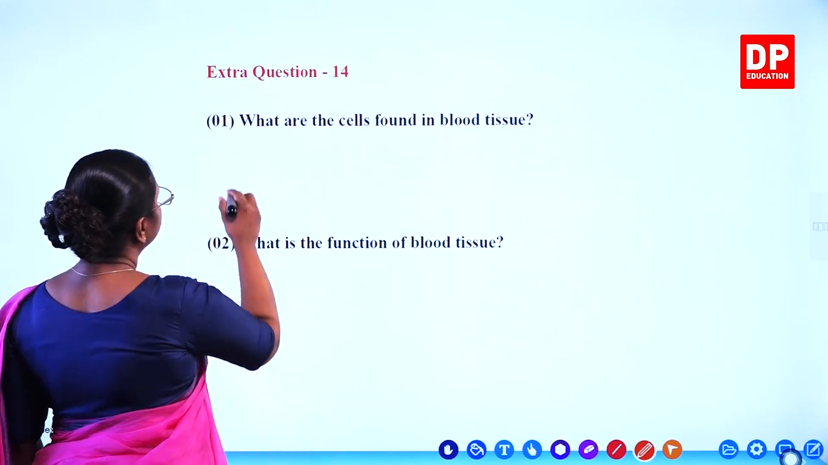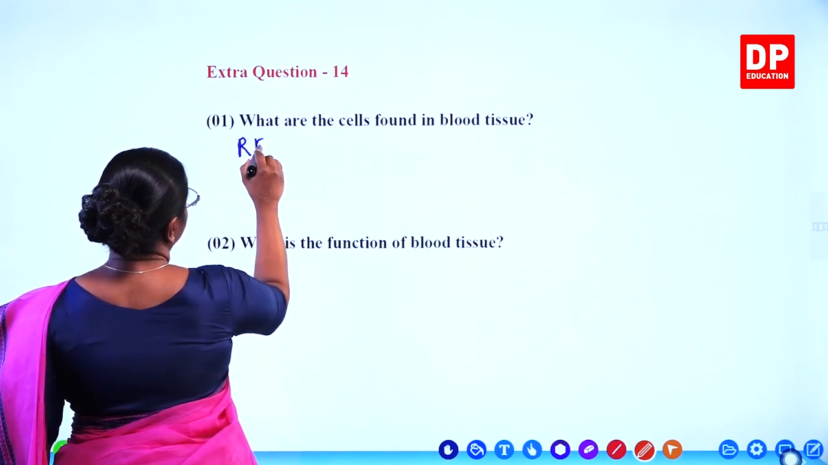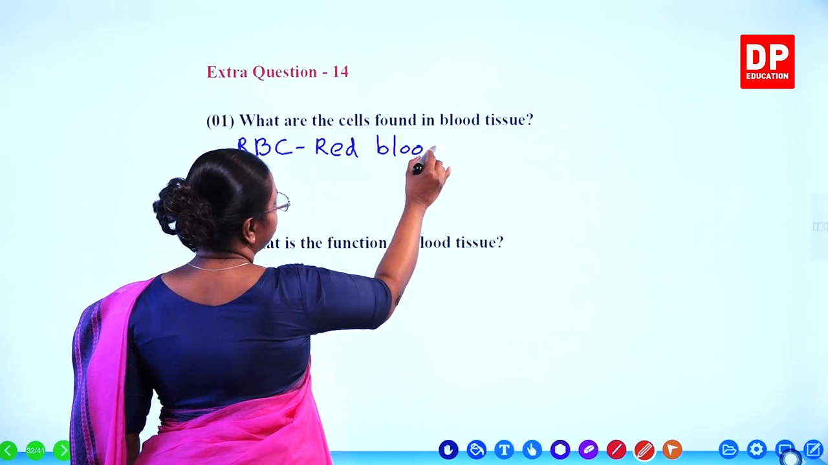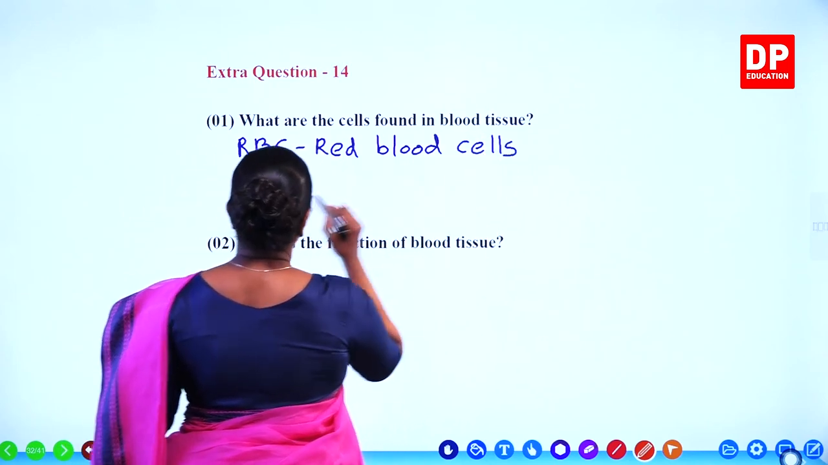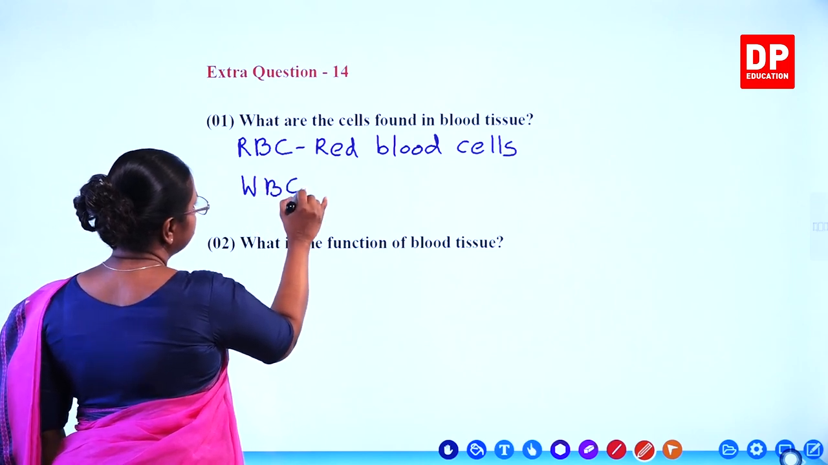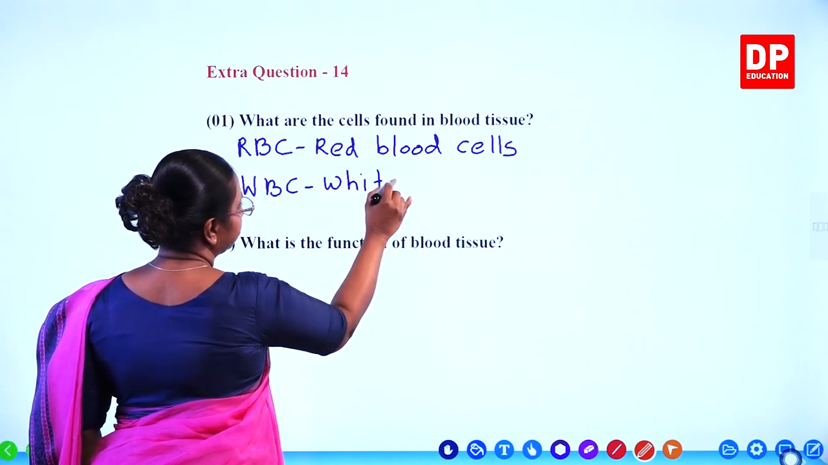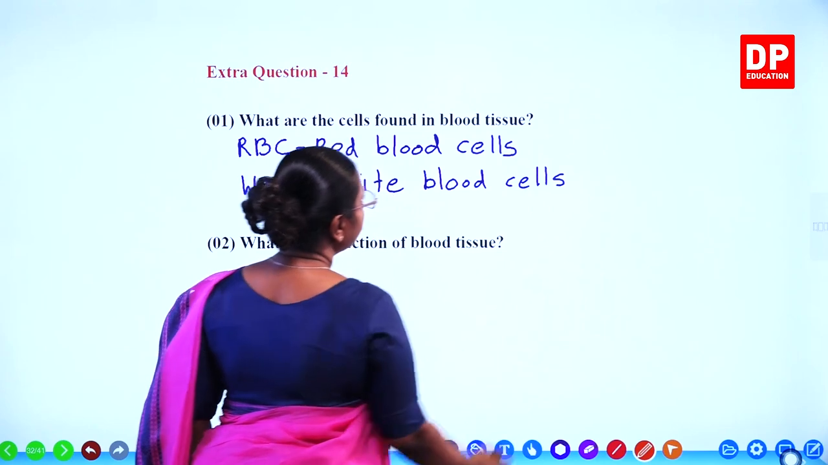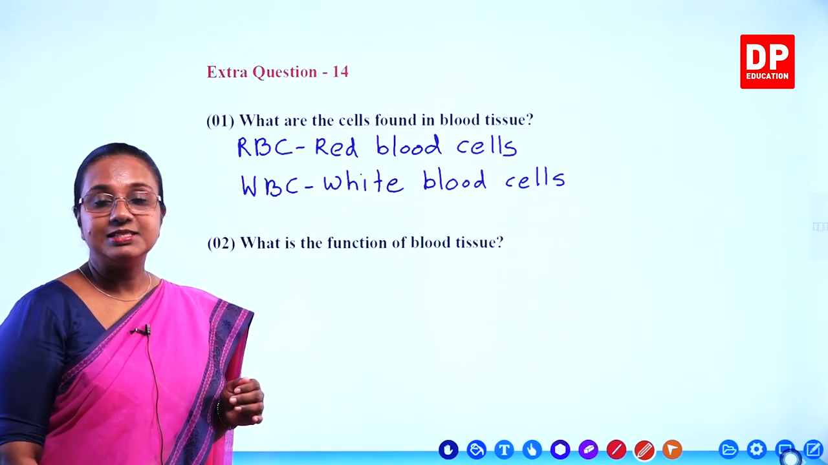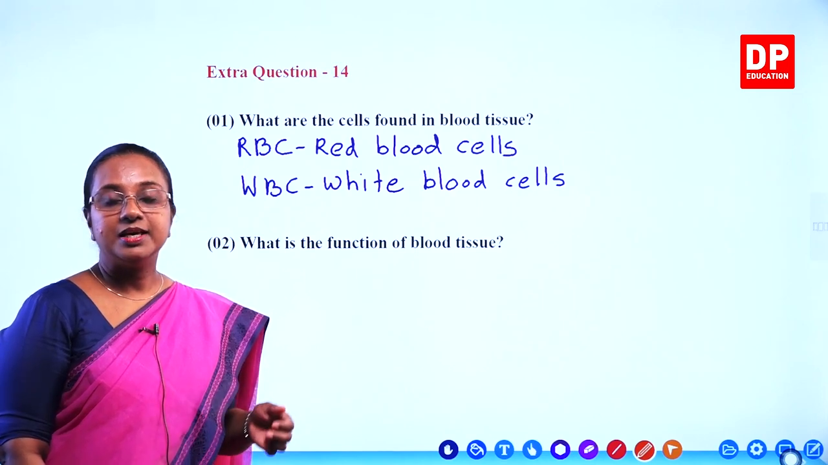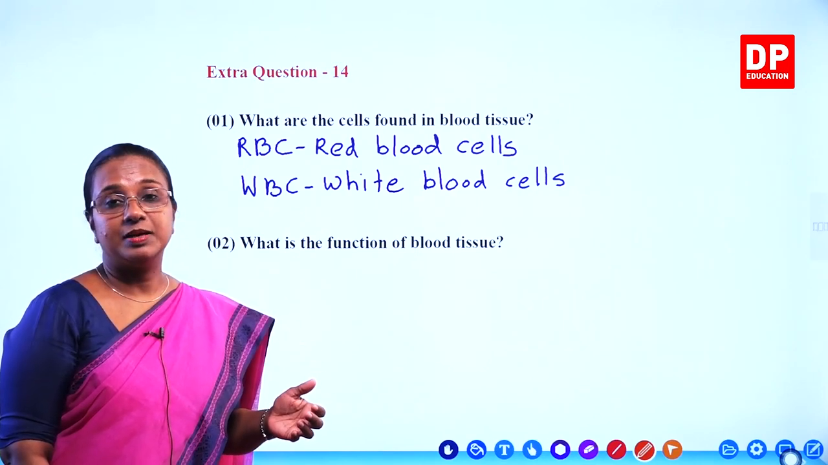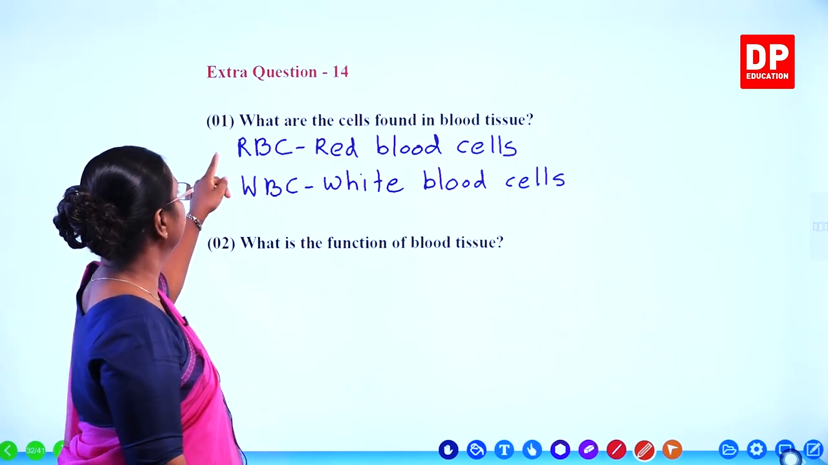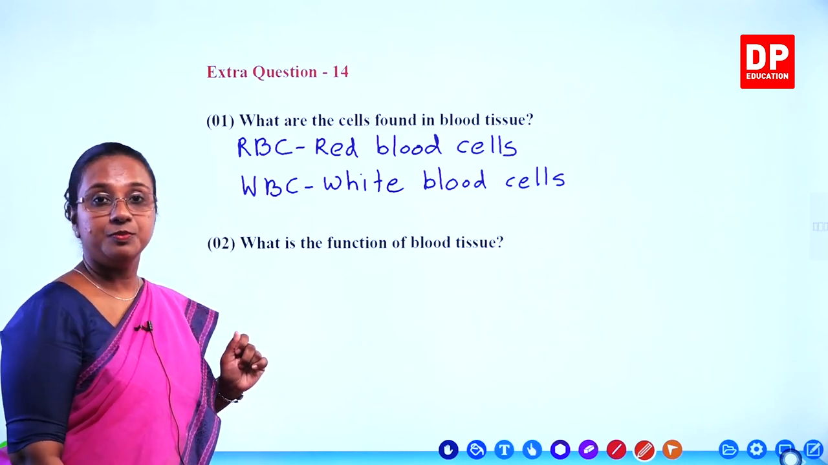So here we have to write it as RBC, or you can write it as red blood cells, and WBC, white blood cells. Do we include platelets here? No, because platelets are fragments. They are cellular fragments, not cells. So you have to only write RBC and WBC.